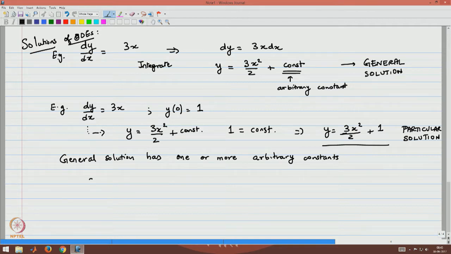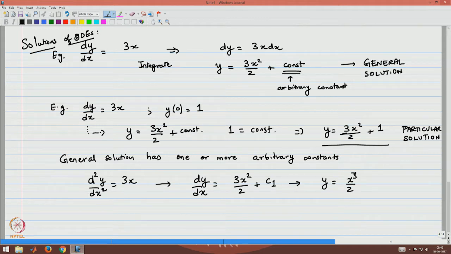Quite easy to see. Suppose I had d square y by dx square equal to 3x. Then what I would do is integrate once and get dy by dx is equal to 3x square by 2 plus a constant, I will call it C1. Then I integrate it again and I get y is equal to x cube by 2 plus C1x plus C2. So, now I have two arbitrary constants.